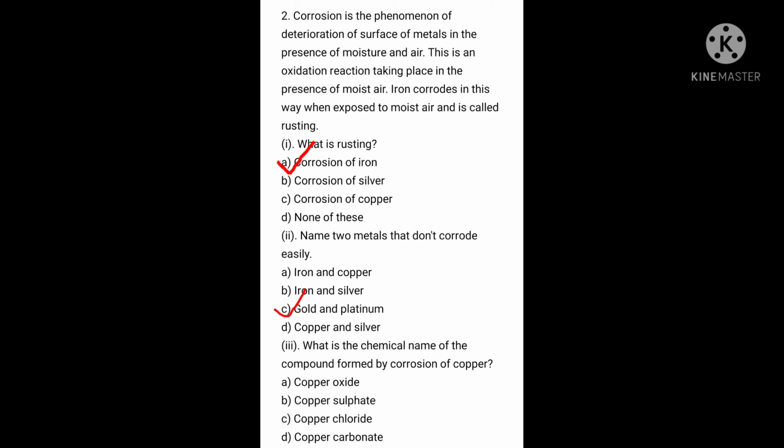Third question, what is the chemical name of the compound formed by corrosion of copper? A, copper oxide, B, copper sulfate, C, copper chloride, D, copper carbonate. The correct answer is option D, copper carbonate.